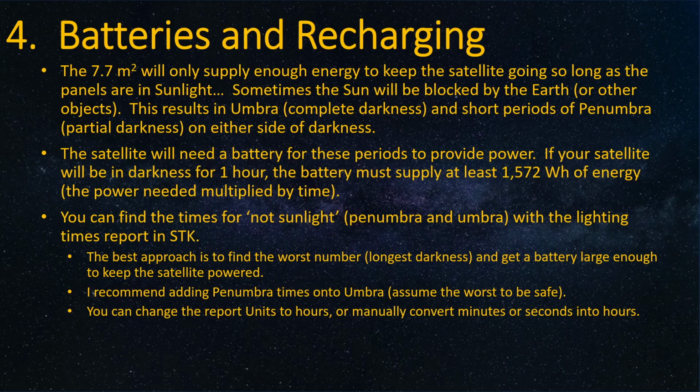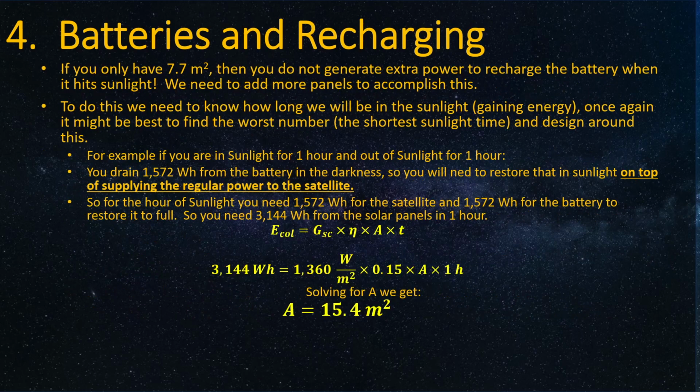As a reminder, whenever the satellite is on, it's going to need that 1,572 watts, and therefore for 1 hour, we would need that much energy in watt hours. We can find what I'm marking not sunlight time, penumbra and umbra, and add those together to get our worst numbers. So in this case, finishing up with the example that I introduced before we go to the more complex one, if you have only 7.7 meters squared, then you don't generate any extra power in order to recharge the battery when it hits sunlight.